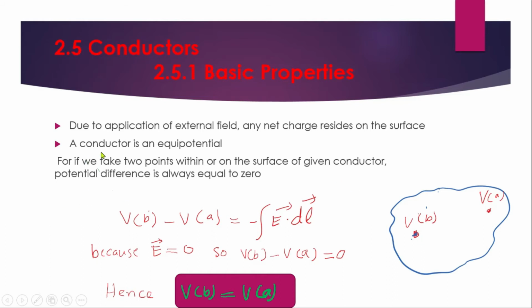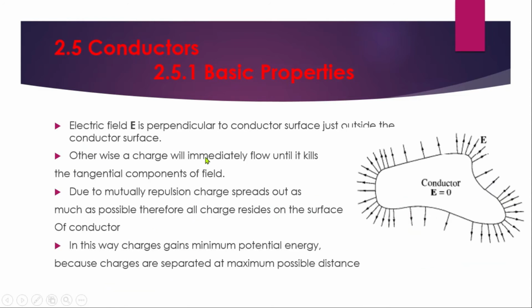So we can say that a conductor is an equipotential. Electric field E is perpendicular to the conductor surface. You can see that electric field is always perpendicular to the surface of the conductor.